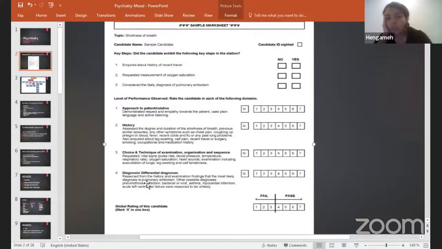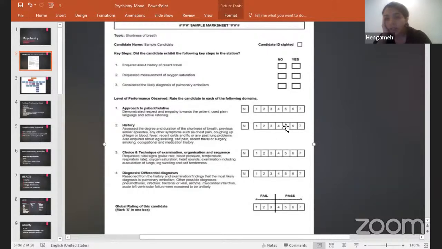And then diagnosis and differential. Here it's very important that we start our diagnosis and differential task with the most likely diagnosis. Always say that first, and then mention 2 or 3 differentials. That's the general rule of the AMC. In each domain, N means that we haven't reached the task, meaning, let's say, we ran out of time and couldn't mention diagnosis and differentials. We get an N. And then 1 to 7 is the grade we're marked on.